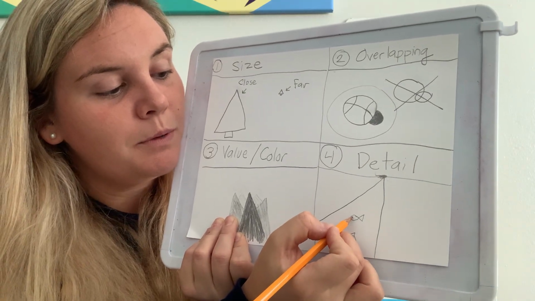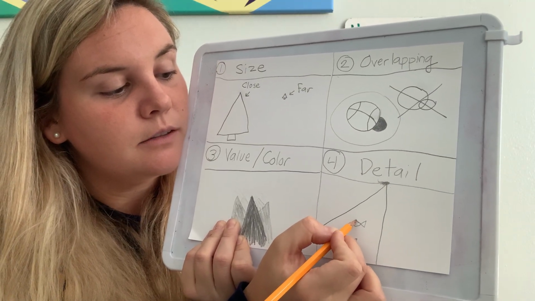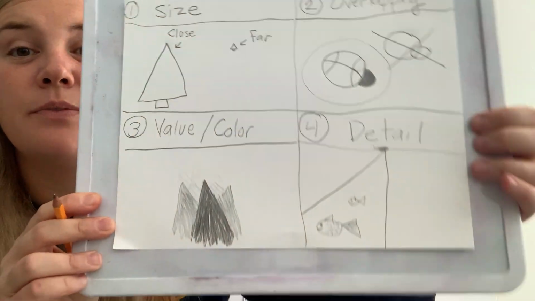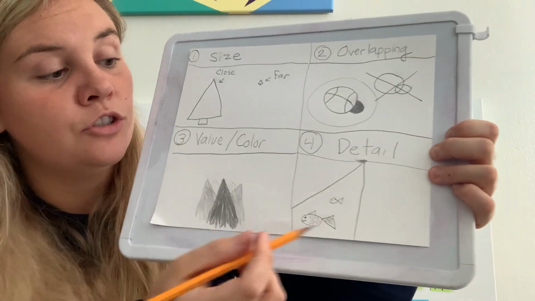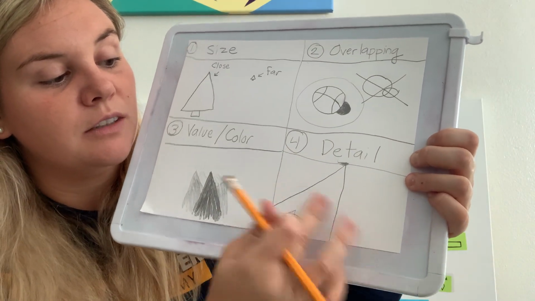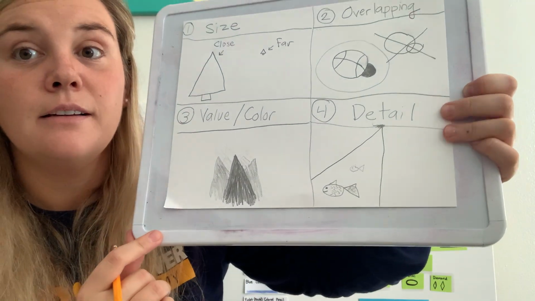This fish in the middle, maybe you'll be able to see his eye and his smile and his fin, but maybe you can't see his scales because he's too far away, right? Because of value and color too, Miss Armstrong should probably take some of this value away and make him look a little bit more faded, yeah?